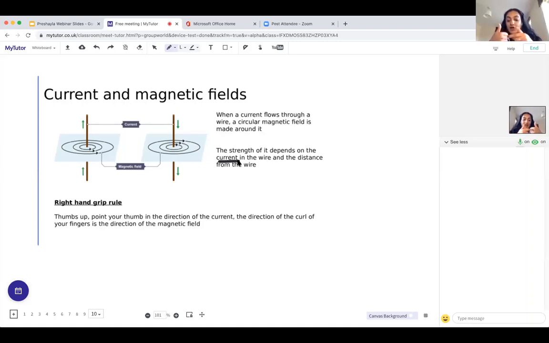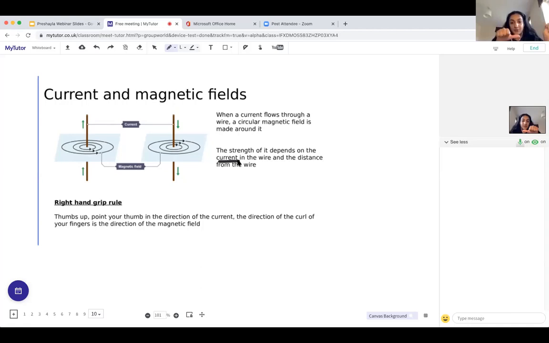We then look to the curling of the rest of our fingers. Okay, so you can see that mine are curling this way. So that tells you which way the magnetic field lines go around the wire. So if the current goes upwards, then the magnetic field lines are anti-clockwise. Then for the other one, if the current's pointing downwards, you can see that the magnetic field lines go clockwise.